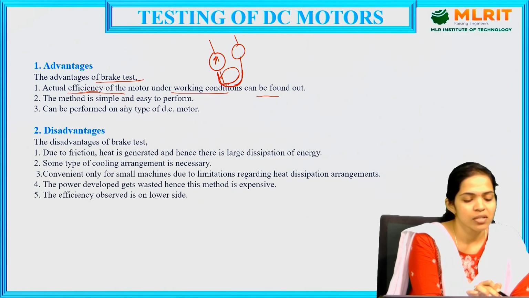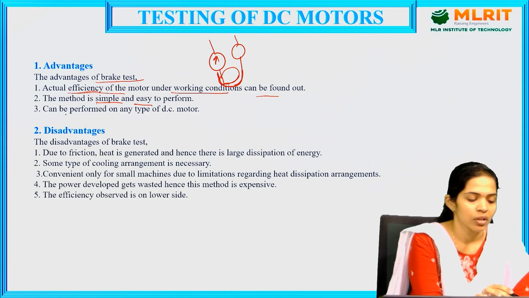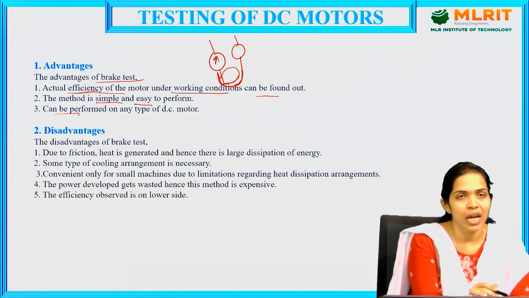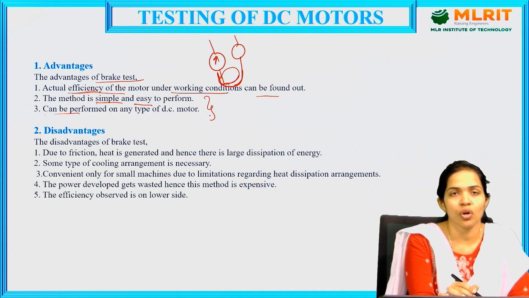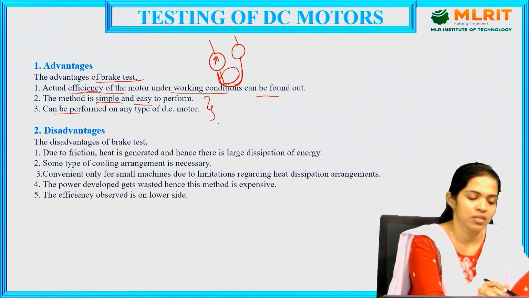The method is simple and easy to perform. We apply the loads, record the currents, and then calculate the efficiency according to the observed values on each application of the particular load. It can be performed for any kind of motor. There are no limitations for series, shunt or compound machines. So we can conduct this brake test on series machines, compound machines and shunt machines.